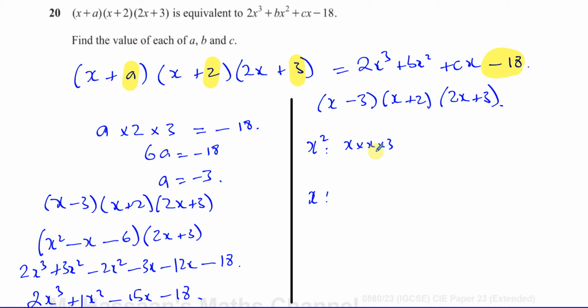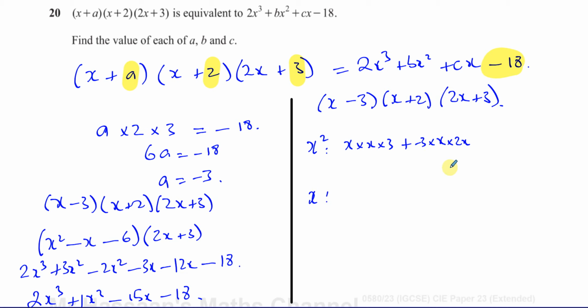That's going to give you an x squared term. You'll also get an x squared term by doing minus 3 times x times 2x. So you'll have minus 3 times x times 2x. You'll have x squared, so you want two x's from two brackets, and the other one has to be a constant.